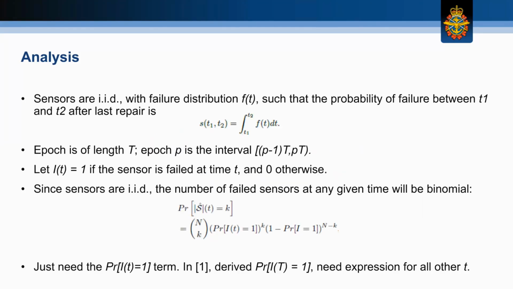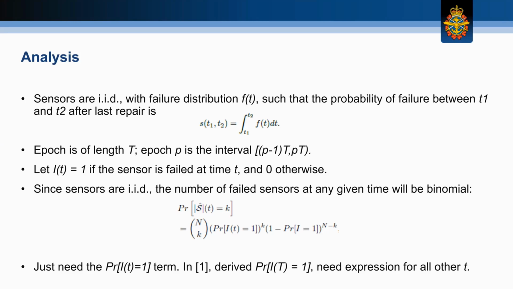So again, some more assumptions and definitions. Sensors are identical and independently distributed. They have a failure distribution F. So in order to obtain the probability of failure from any 2 points in time, we take the integral of F over those 2 points in time. The epoch length is denoted capital T. The Pth epoch is from (P minus 1)T to PT.